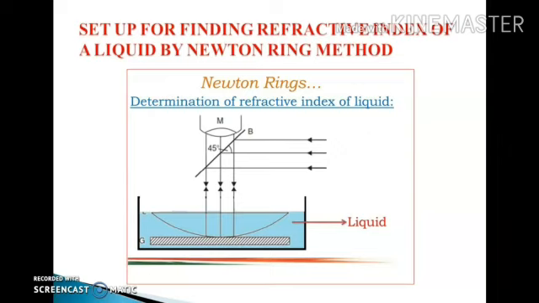As you can see on the screen, we have used a setup in which we have introduced the liquid whose refractive index is to be measured. We introduced that liquid between the lens and the glass plate. So a film of that liquid will be obtained between the plano-convex lens and the glass plate. Then, by using the same method which we have used earlier, we will find out the value of the refractive index.